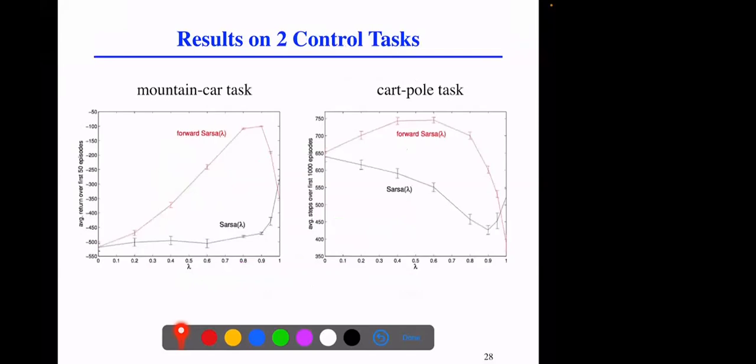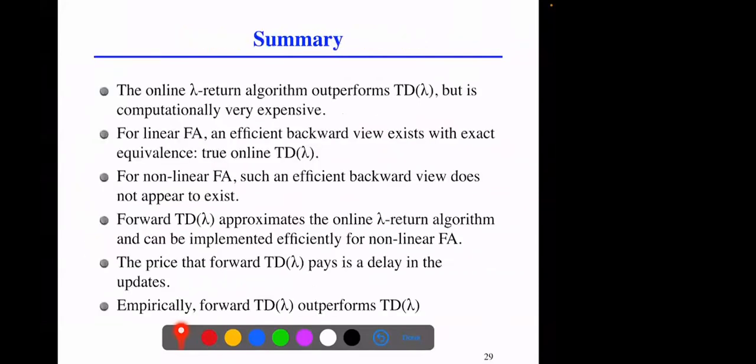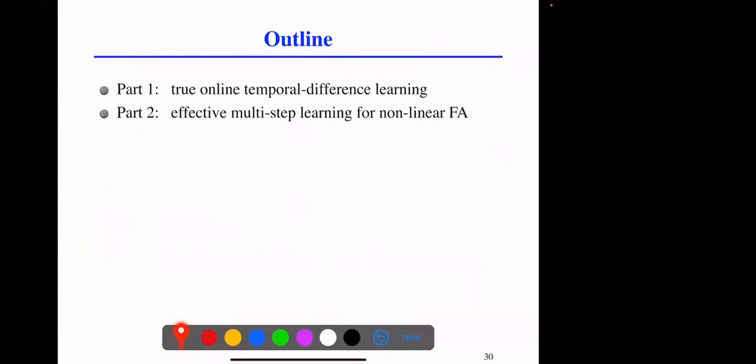So this was a prediction task. Here I show two control tasks where I built a forward version of chandar-lab, and you can see, what's plotted here is the return, and you can see that compared to regular chandar-lab, it performs much better.